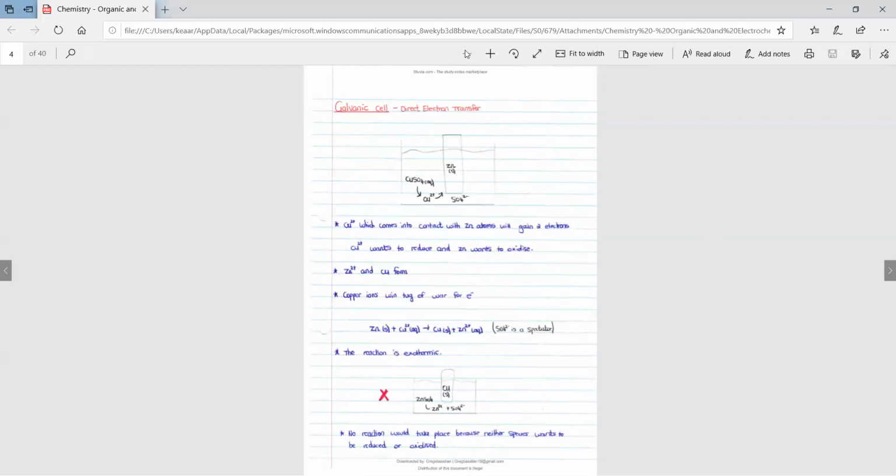And that is all for part 1. In part 2, we'll move on to the galvanic cell.